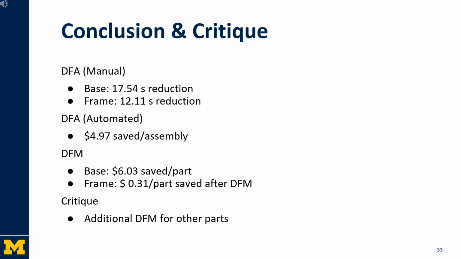To summarize, after the redesign, we can significantly reduce the manual assembly time of the base and frame. We also save costs by changing the manufacturing process and optimizing the shape. Besides, the integration of the belt table helps reduce the cost of automated assembly. For further improvement, additional DfM for other parts, including the disc table and tensioner, should be applied.